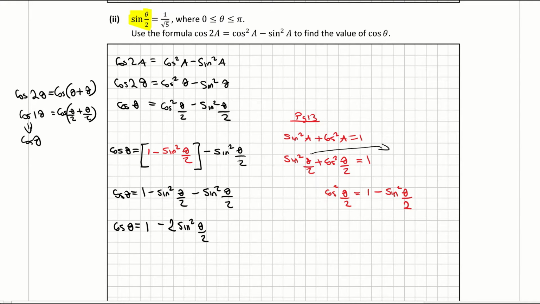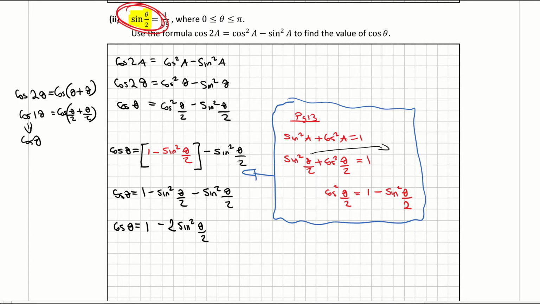Think about the top of the question here. Let's just box off some of this rough work. So that's my first part. That was for in here. The next thing I know from the top of the question is that sine theta over 2 has a value of 1 over root 5. That's what they're telling us. So I'm going to substitute in 1 over root 5 where I have sine theta over 2. Now we just need to make sure that it's squared. So I need to square my value here.